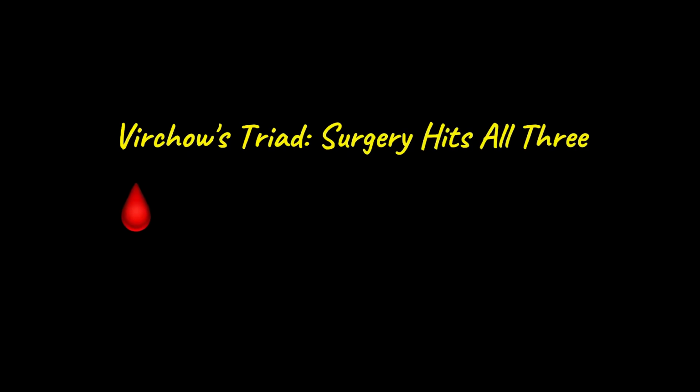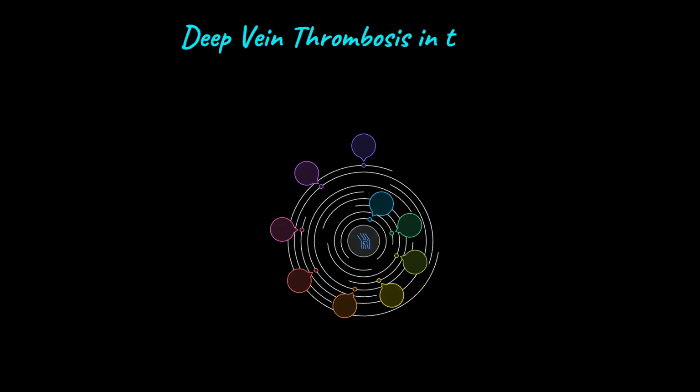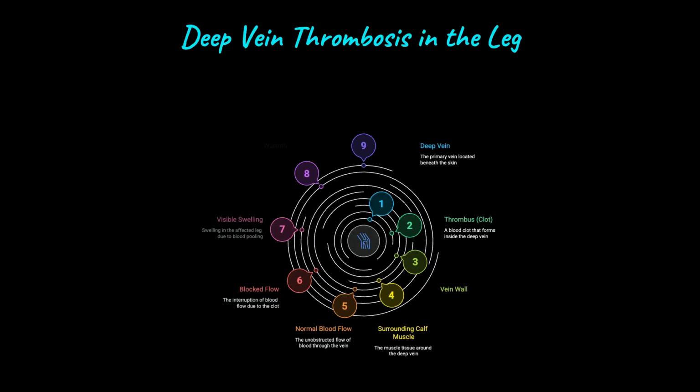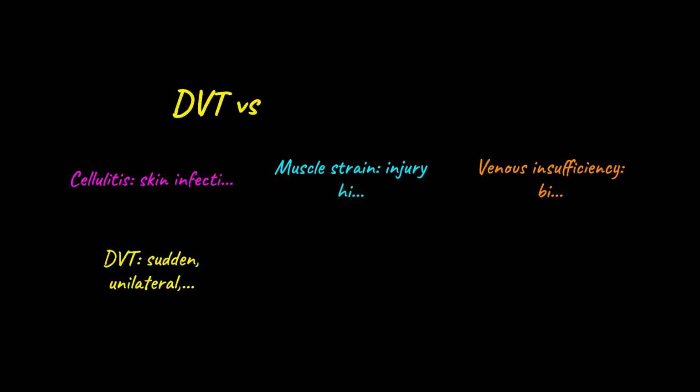Clots form through three mechanisms known as Virchow's triad: stasis, endothelial injury, and hypercoagulability. Surgery triggers all three at once. Immobility causes stasis. Surgical trauma and IV lines cause endothelial injury, and the inflammatory response plus dehydration cause hypercoagulability. The clot lodges in a deep vein, often in the calf or thigh, blocking normal blood flow. This produces the classic signature: sudden, focal, unilateral swelling, warmth, redness, and pain in one leg.